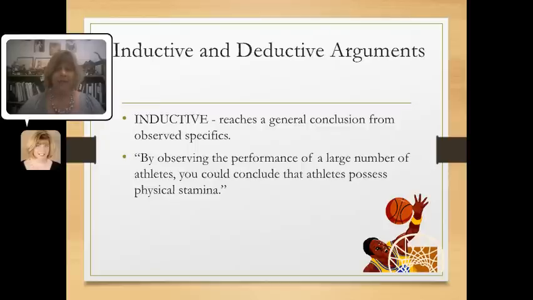So if you watched a whole bunch of people playing sports, you might notice that, gee, they seem to be able to do this for a long time and to sustain this level of physical activity. So you could start to say that athletes in general should show physical stamina. And that would be an example of inductive reasoning.